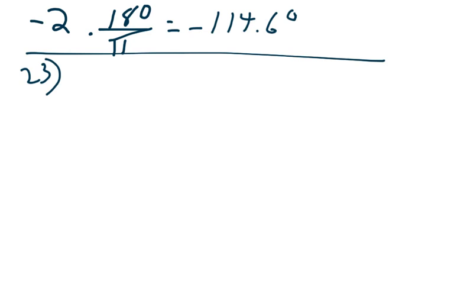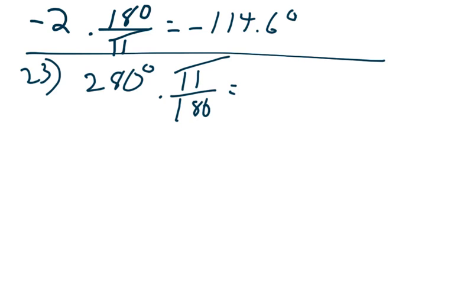In problem number 23, we're doing the 280 degrees, and we're changing it back to radians. So I multiply it by pi over 180. Normally I don't put the pi in for these types of questions because I'm going to leave this as 14 pi over 9. So really in the calculator all I did was 280 divided by 180.